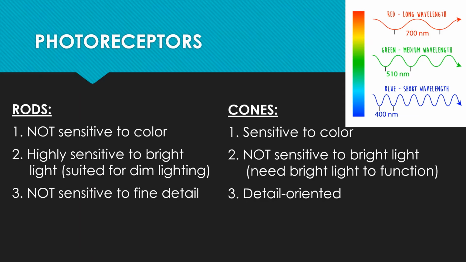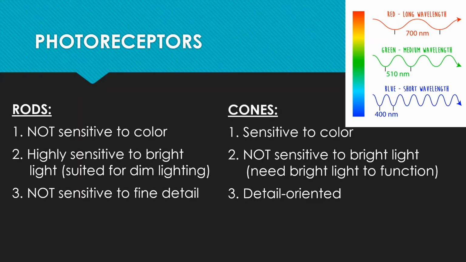Number 2, rods are highly sensitive to bright light. In other words, they work well in dim lighting. They're crucial for night vision. Cones, on the other hand, are not very sensitive to bright light. They don't pick it up very well, and as a result, they need bright light to function.